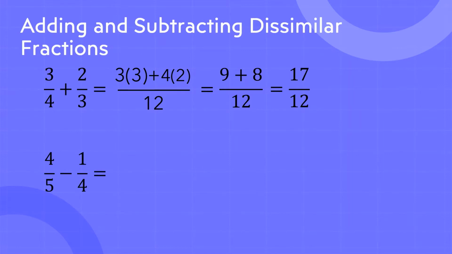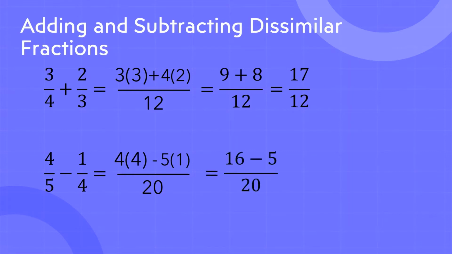Okay? So next is we have 4/5 minus 1/4. So find the LCD. So the LCD is 20. 20 divided by 5 times 4 is 4 times 4. Okay, then 20 divided by 4 is 5 times 1. Okay, then simplify. 4 times 4 is 16. 5 times 1 is 5. Then subtract. 16 minus 5 is equal to 11. So the final answer is 11 over 20.